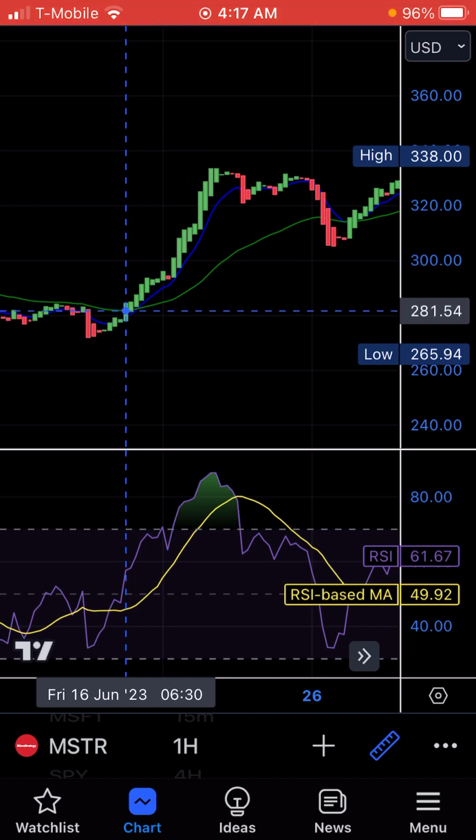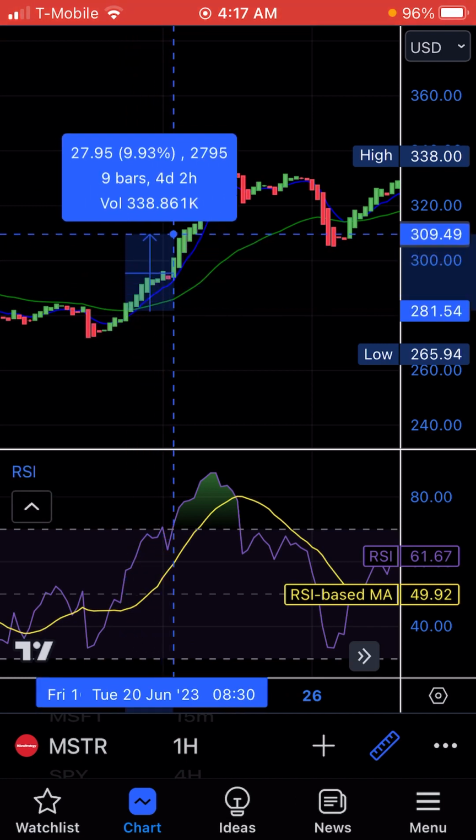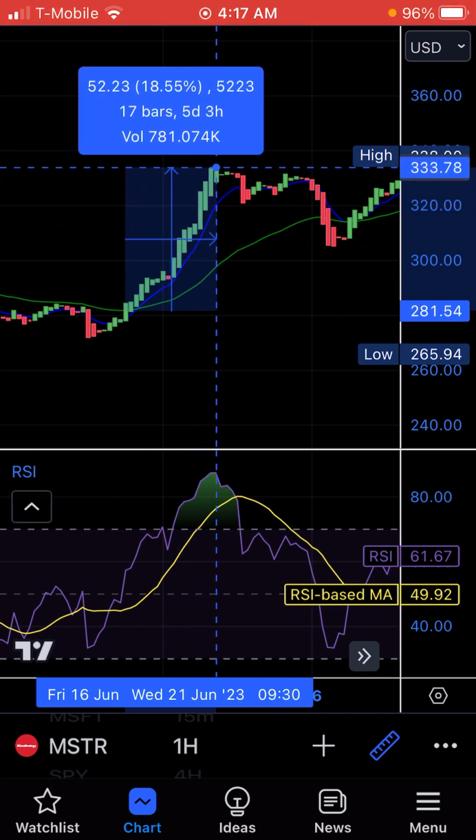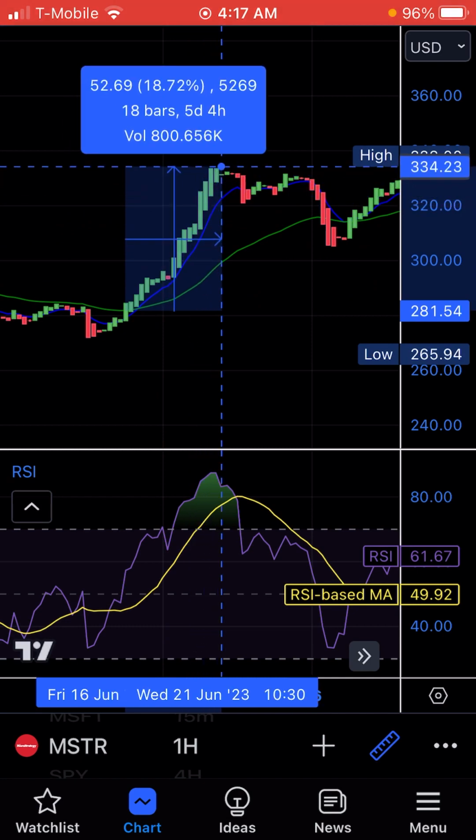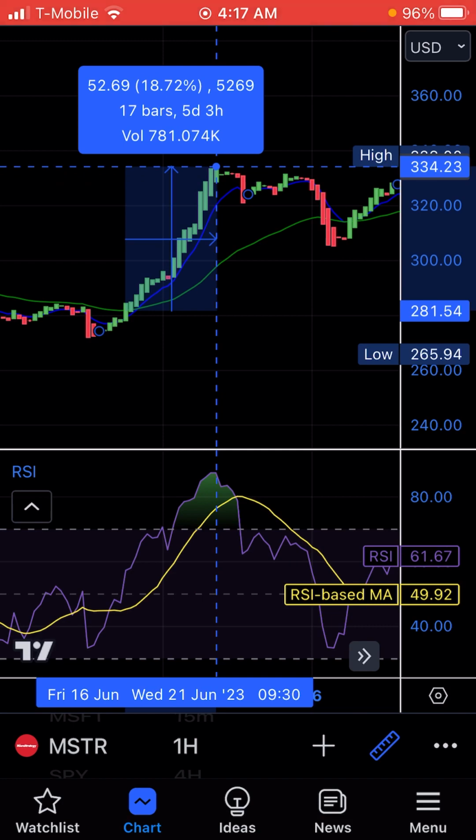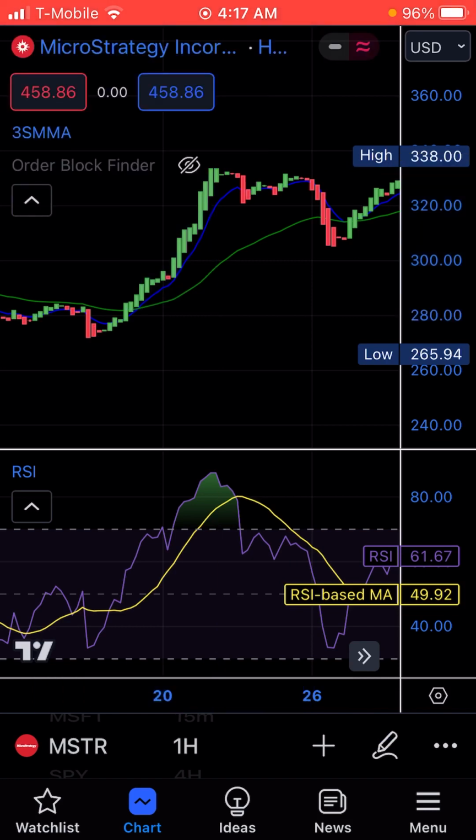So if you took this trade alone and rode it out till the top, this would have been a $52 difference in price. Since it's about $100 for every dollar, this trade right here is probably about $5,269. If you managed to do an in-the-money contract with this trade, that trade right there would have been about $5,000.